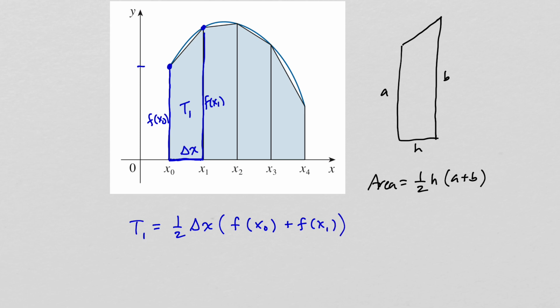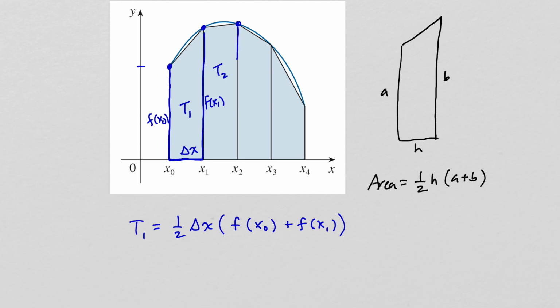Now what about the area of the next trapezoid? So we'll call this area T2. Well, one of the lengths of the bases is still right here. That's f of x1. So notice that f of x1 is a base of the first trapezoid, and it's also a base of the second trapezoid.